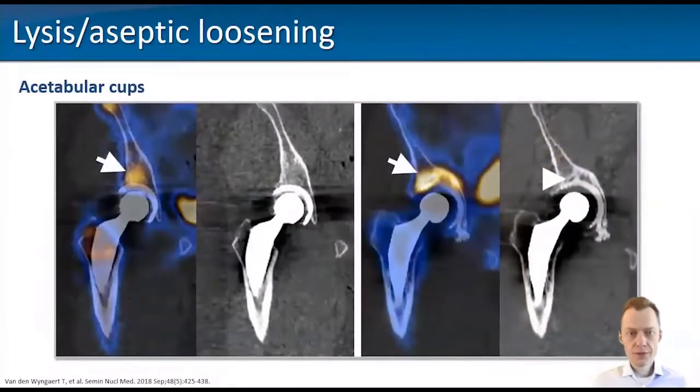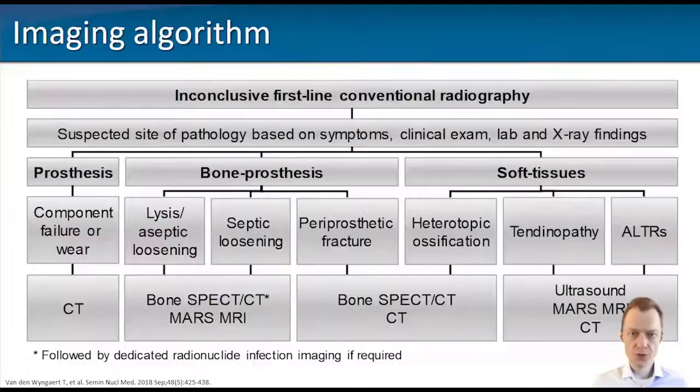An example of acetabular cup. So you can see here on the left an example of some increased uptake, which is not at the bone prosthesis interface, but in the bone adjacent to the acetabular cup. And on the right-hand side, where you can clearly see the pathologically increased uptake extending from zone 1 into zone 2. So this would indeed be suspicious for loosening.